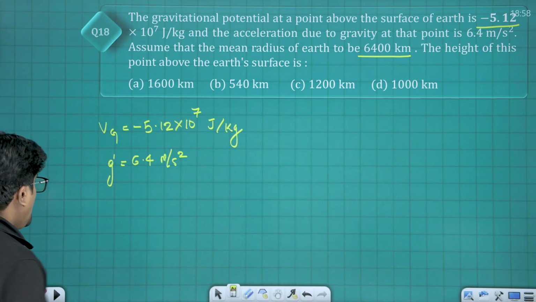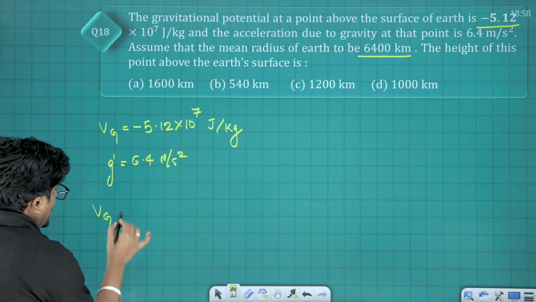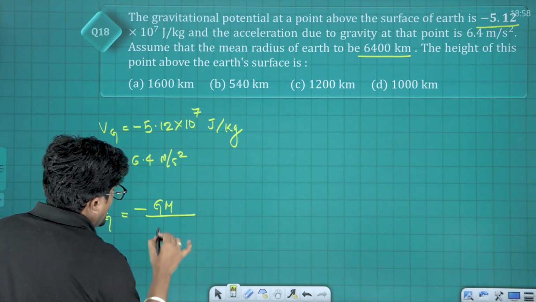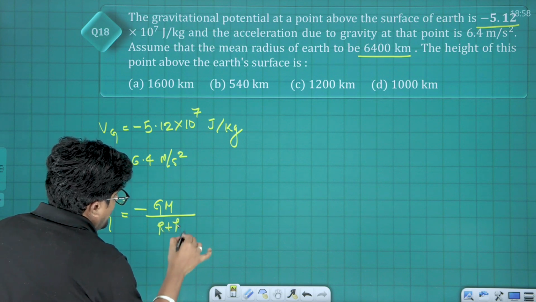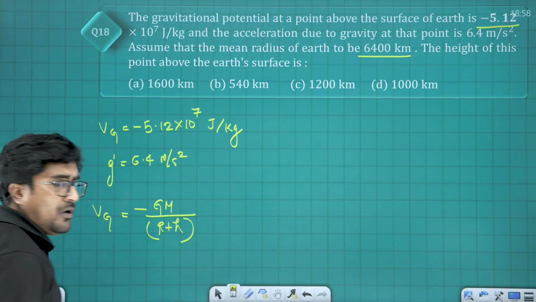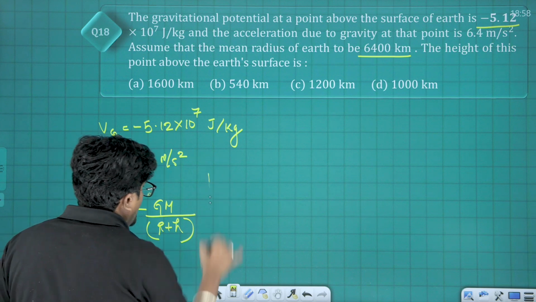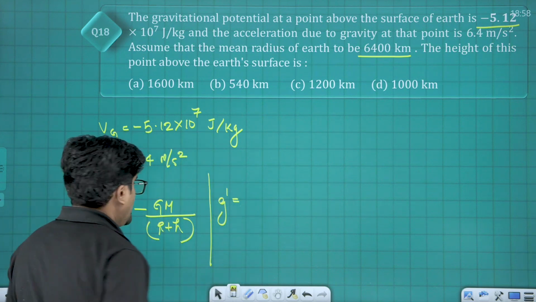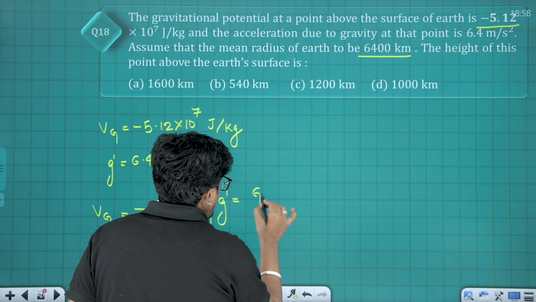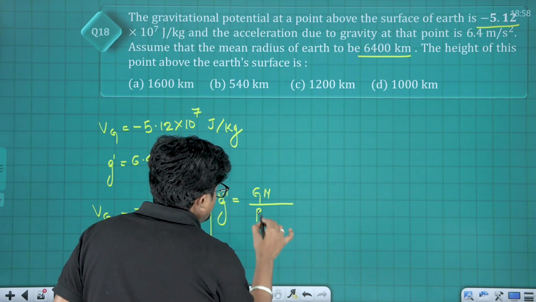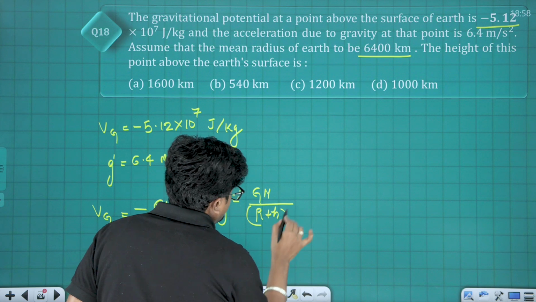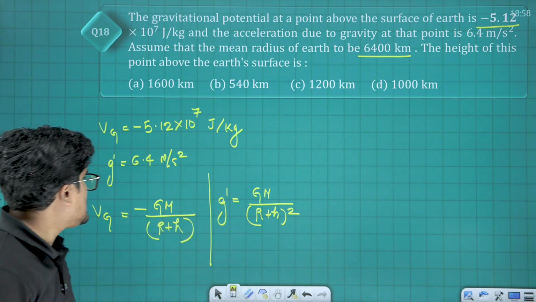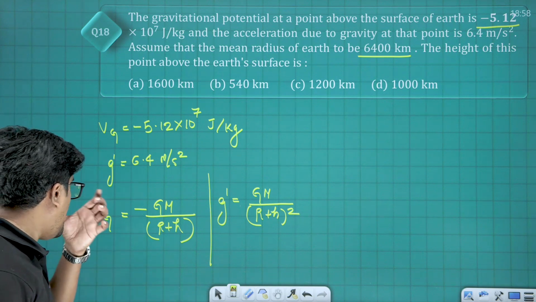That's the question. We all know that gravitational potential is going to be minus G capital M all divided by R plus H. And what about acceleration due to gravity? G dash is going to be GM upon R plus H the whole square. This is the situation.